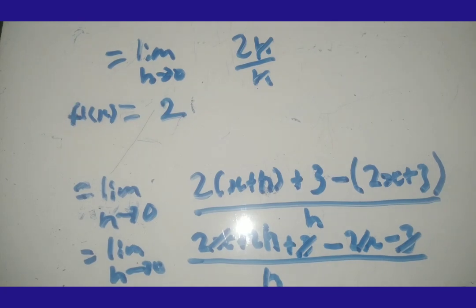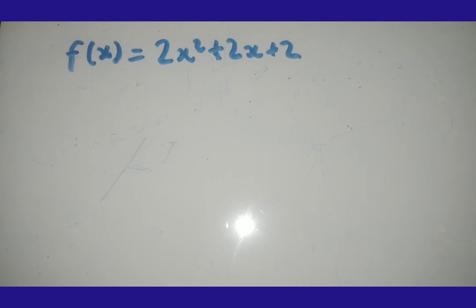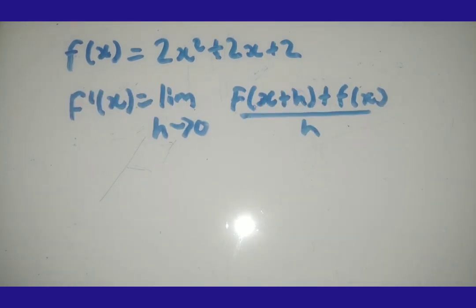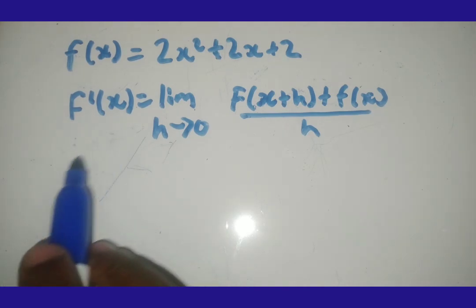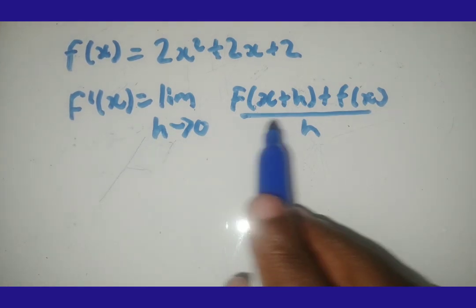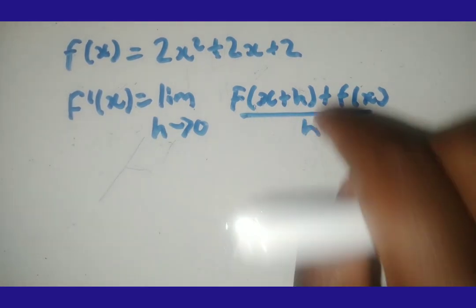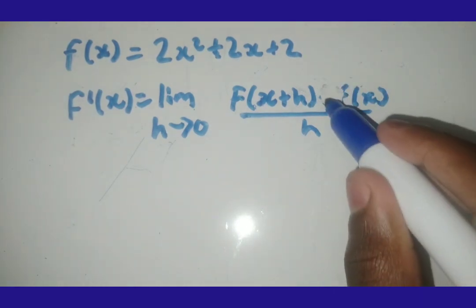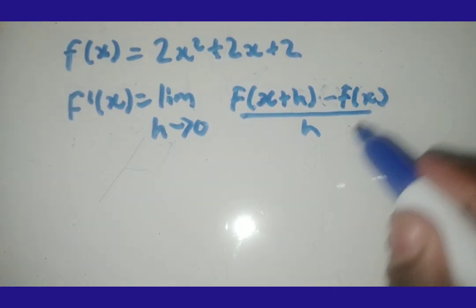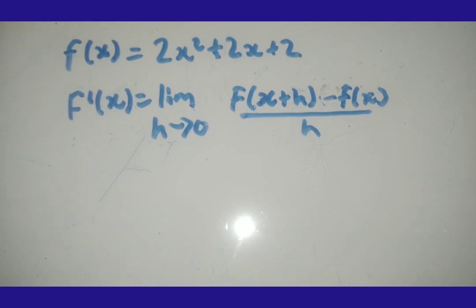Okay, let me show you an example for a parabola. Let's say they want you to find the first derivative of this using first principles. So of course, the first principles formula is f prime of x equals the limit as h tends towards 0 of f of x plus h minus f of x, all over h. So hence this is the formula.